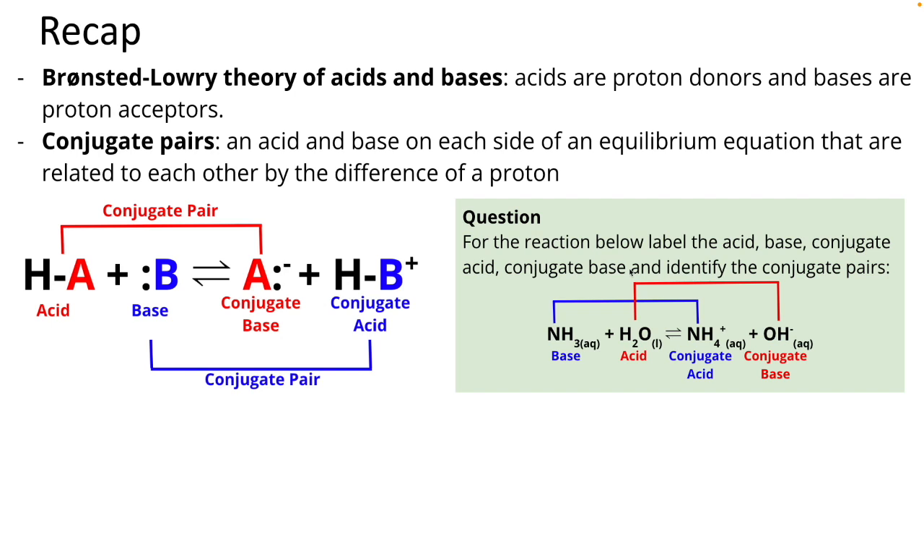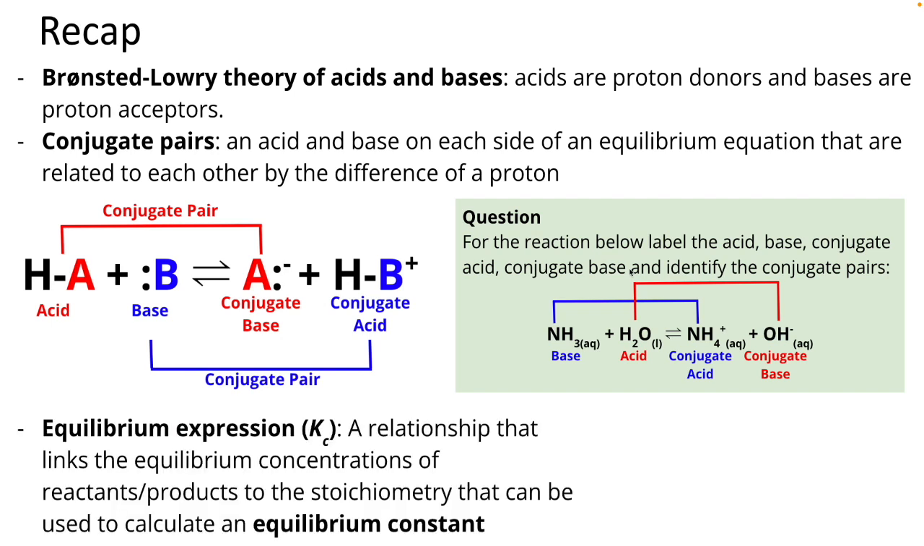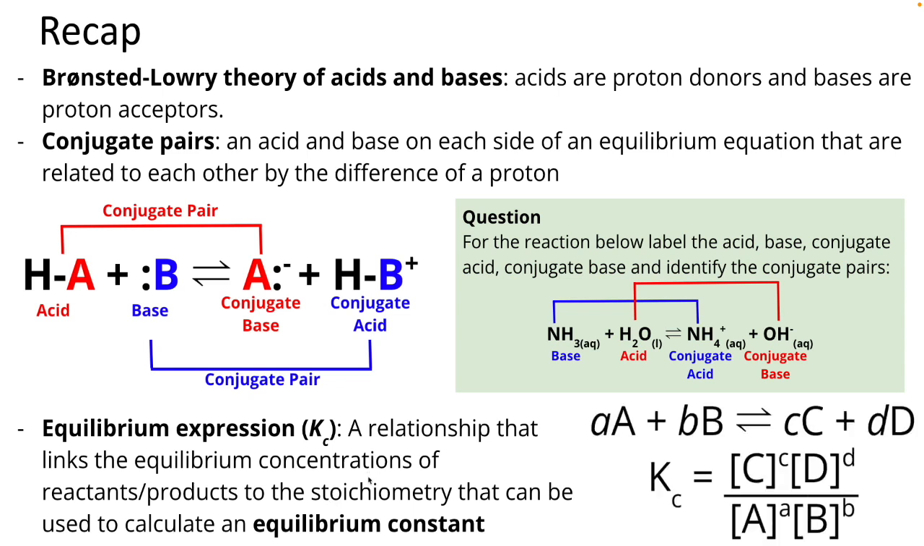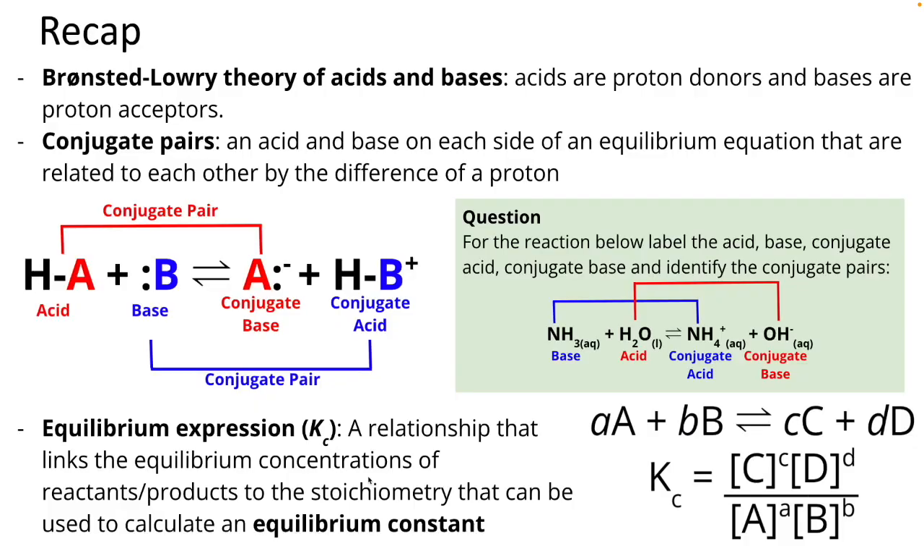Brilliant. One final recap is the idea of an equilibrium expression, then we'll dive into some new stuff. The equilibrium expression, which is given the symbol Kc, is a relationship that links the equilibrium concentrations of reactants and products to the stoichiometry. From the equilibrium expression, you can calculate an equilibrium constant, where the value of your equilibrium constant is going to tell you where that equilibrium is sitting. The larger the value, the more it's sitting to the right-hand side, favoring the products. The lower that value, the more it's favoring the reactants and sitting to the left-hand side.